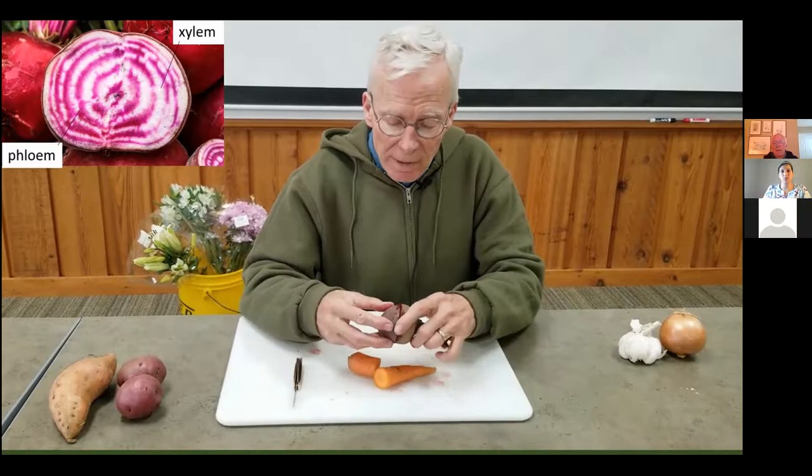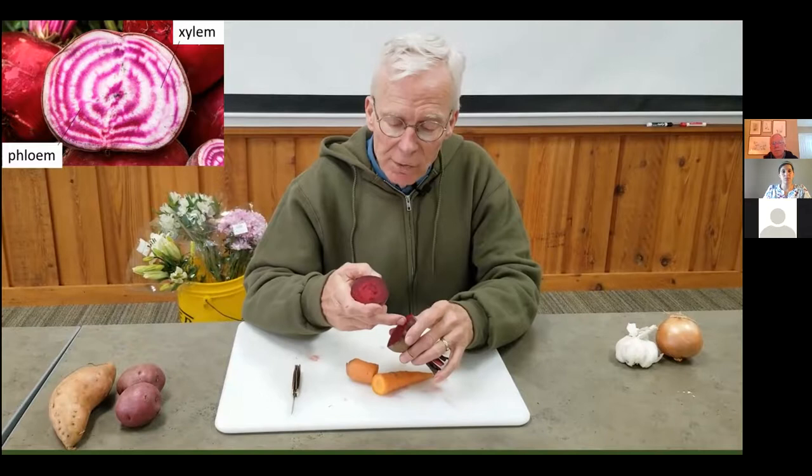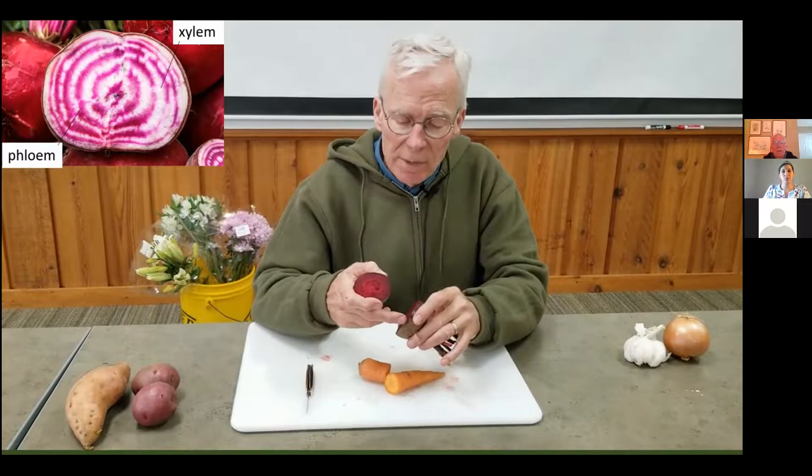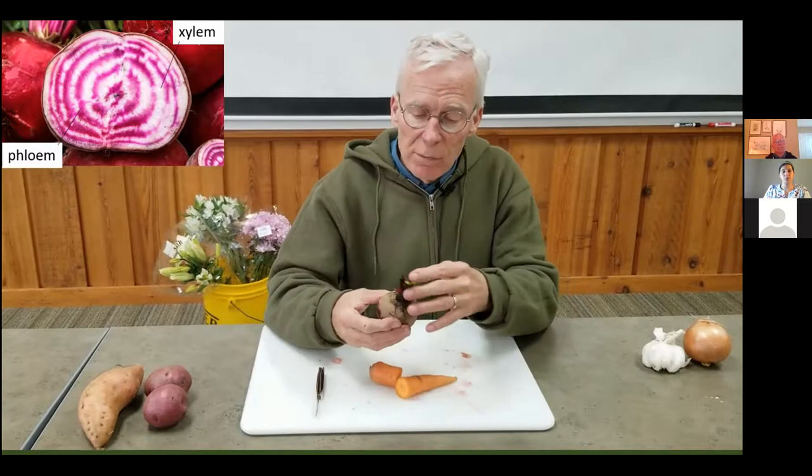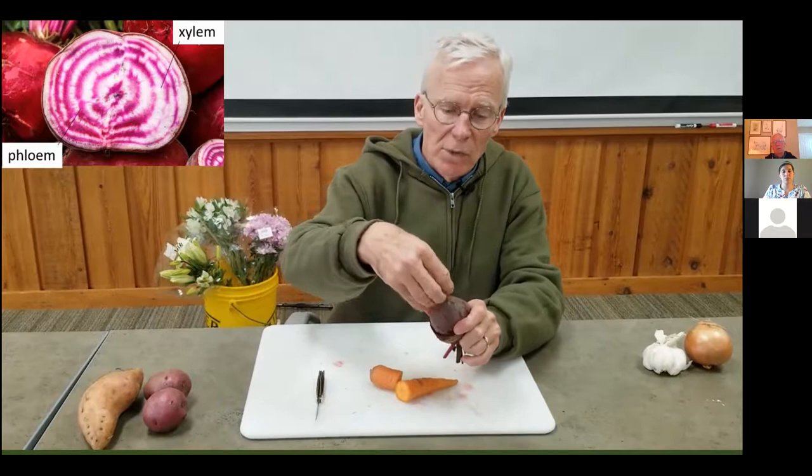This would be xylem tissue in here in the middle, and the phloem tissue would be arranged around the outside that was carrying sugar solutions downward from the leaves, which were here on the top. And there's where most of the actual water and nutrient absorbing roots were attached to the bottom of the beetroot.